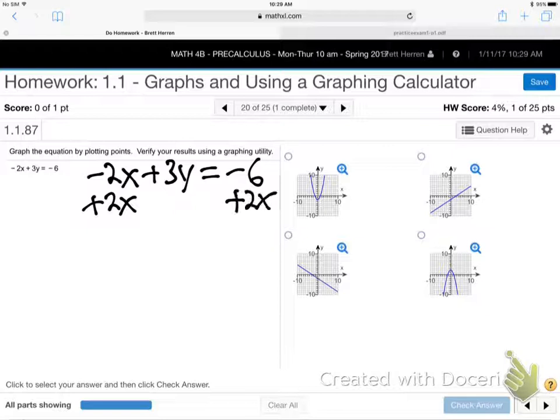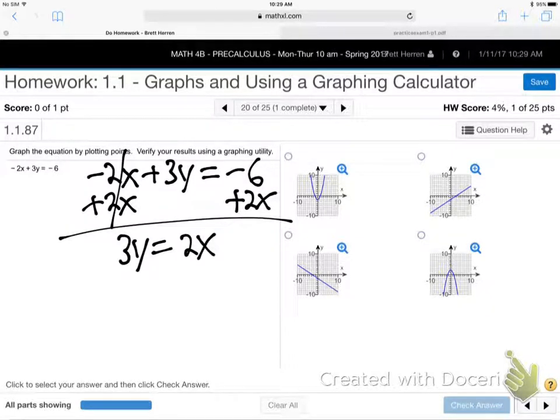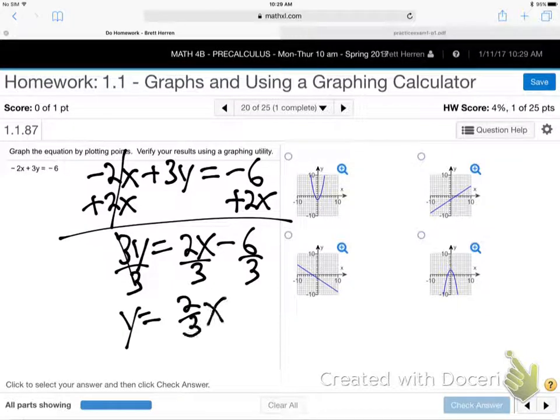So add 2x to both sides. 3y is 2x minus 6, like that. Right? Add that 2x over. Divide by the 3. When you divide, you go all the way across, all the way like that. So we get 2/3 x minus 2. Good for graphing.